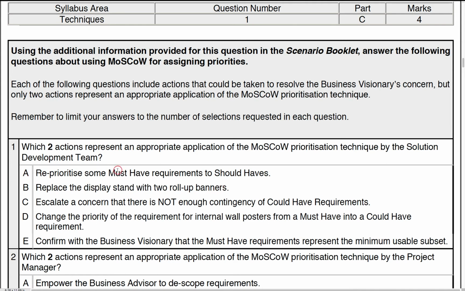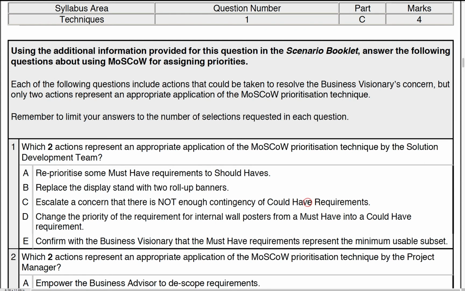So here we are. Reprioritize the must-have requirements to shoulds. Well, we know they certainly cannot do that, so that's certainly not an answer. Replace the display stand with 2 roll-up banners. Well, when we looked at the information, when we talked about that and said, well, these are must-haves, they are not allowed to do that, not without the approval of the business visionary, of course. Escalate concern there's not enough contingency of could-have requirements. That looks like a reasonable idea.